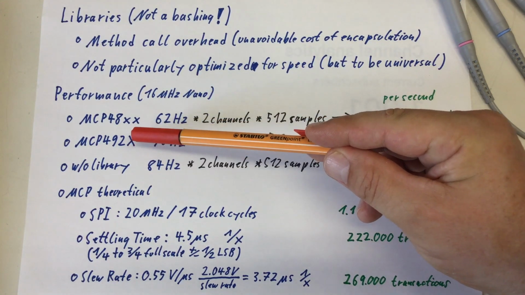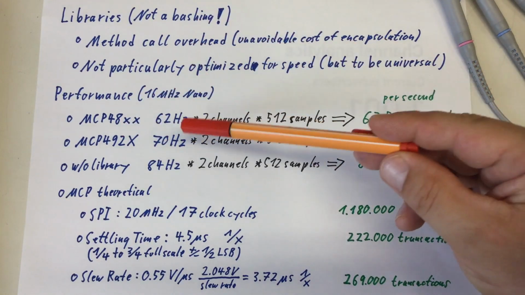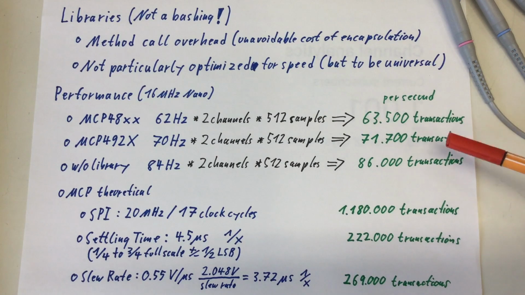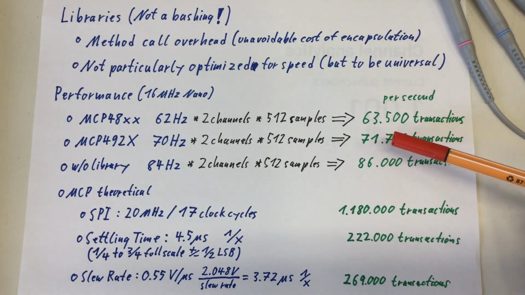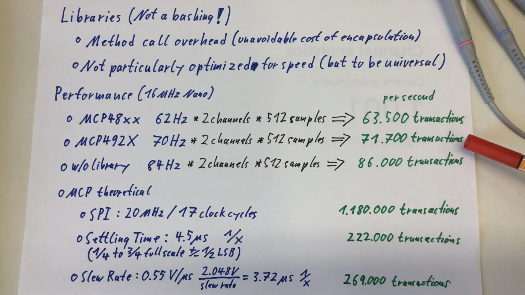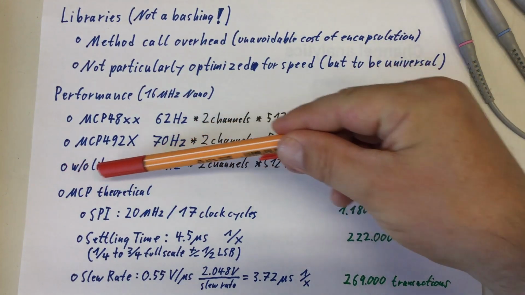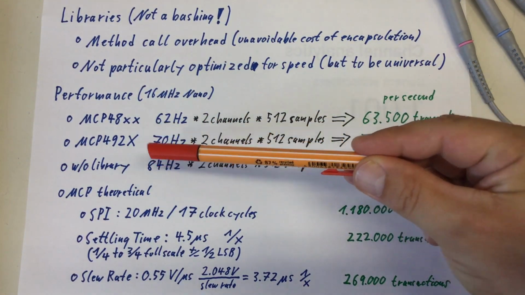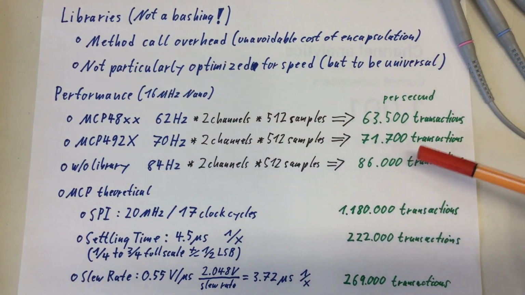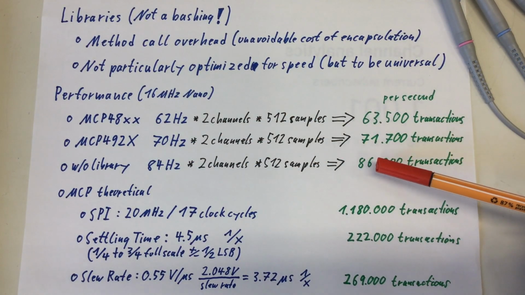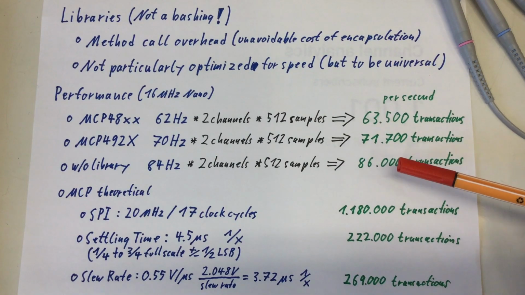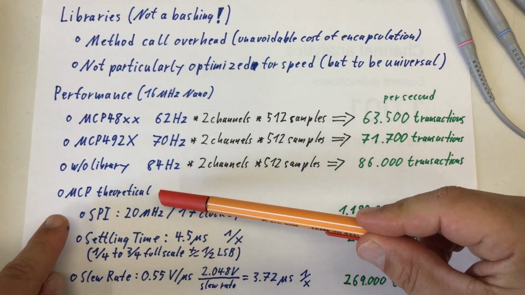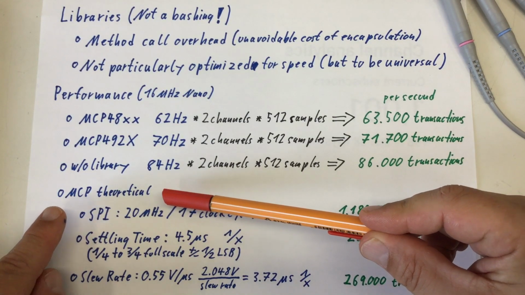The MCP4922 library delivered a 70 Hz sine wave, and that leads us to 71,700 transactions per second. And without the library, my raw code, we were able to reach 84 Hz. That corresponds to 86,000 transactions.